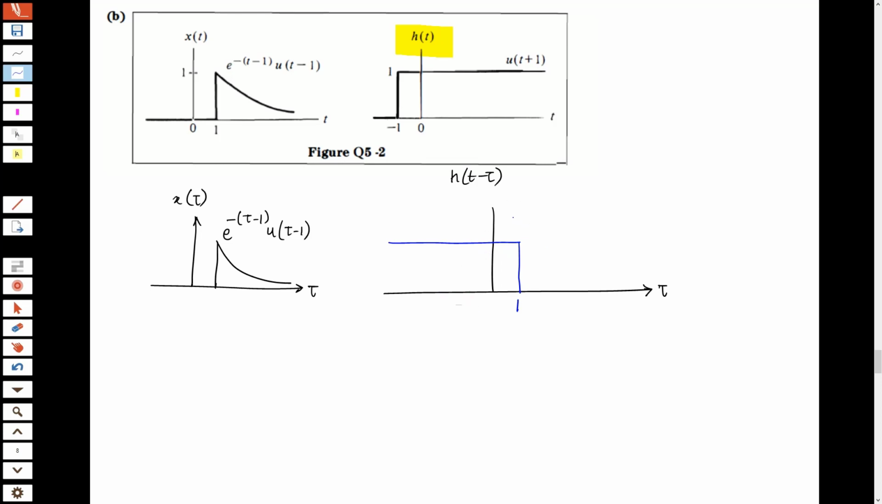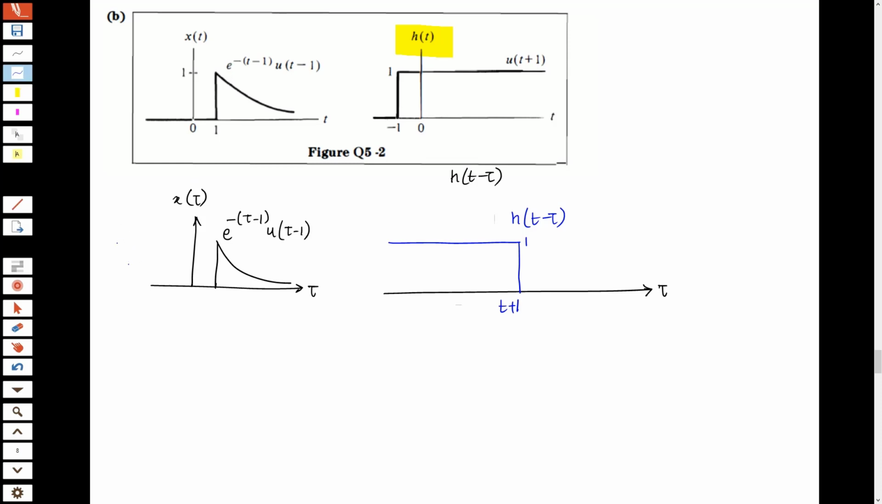If this is h of minus tau, meaning corresponding to t equal to 0, how would h of t minus tau look like? Something like this. So if you plugged in t equal to 0, this would have been 1, and that is what h of minus tau looks like. So now this axis and everything means nothing, and there's only one extremity, it is t minus 1. So I've got my h(t minus tau) and its value is 1. This is the limit. Now all I have to do is just keep scanning it over this x of tau and find the product and integration.